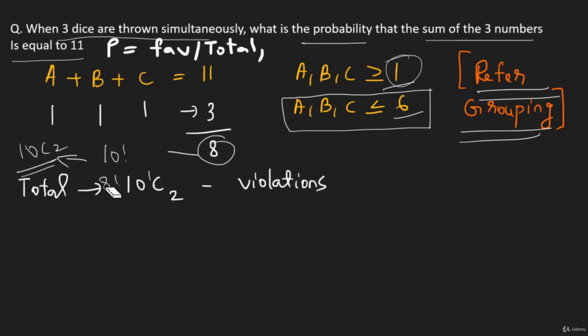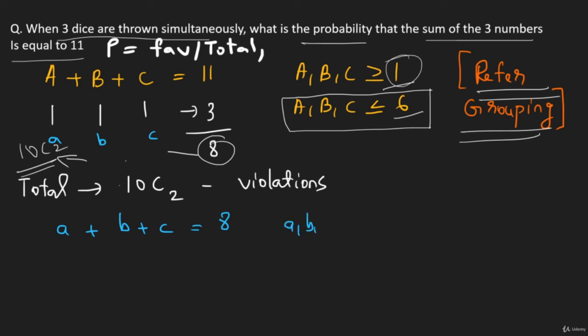So we need to do 10C2 minus the violations. What are the violations? The violations are obtained when any value gets a value greater than 6. Now let me call these 3 as A, B and C. That is the values after giving 1 to each of them. Now we know that A plus B plus C has to be equal to 8, right?